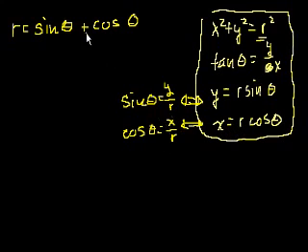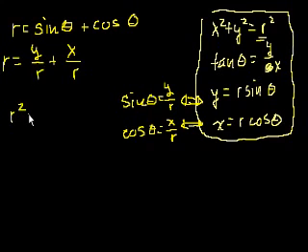So now we can use this to substitute back here. So r is equal to sine of theta. Well, we know that's equal to y over r. So it's equal to y over r plus cosine of theta. Well, cosine of theta is equal to x over r. And now we can multiply both sides of this equation by r, and we're left with r squared is equal to y plus x.